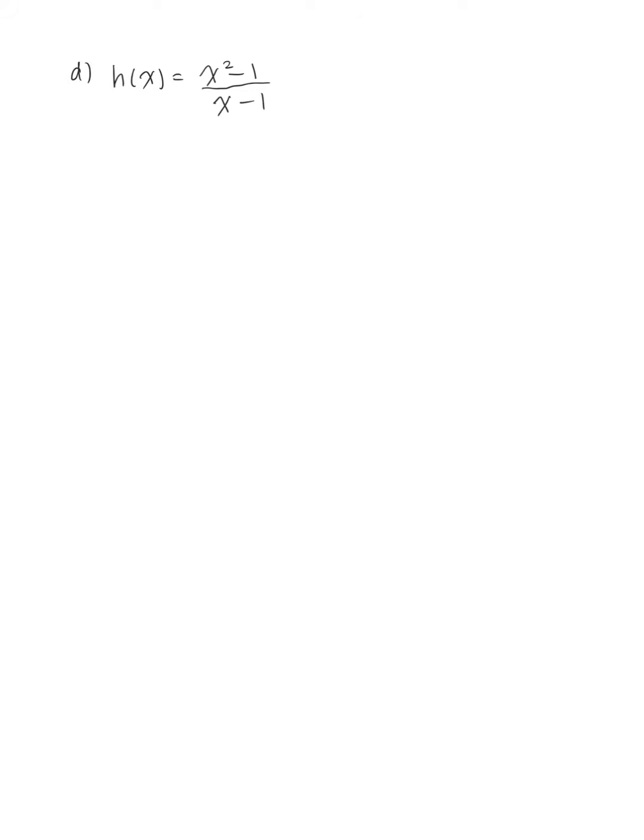We are given h of x equals x squared minus 1 over x minus 1. So again, the restriction is that the bottom cannot be 0. So x minus 1 cannot be 0, which means that x cannot be 1. Let's keep that in mind. Now, do you notice that the numerator can be factored, right? So if I factor this, we can use the difference of two squares to get x plus 1, and then x minus 1, and then the whole thing over x minus 1.